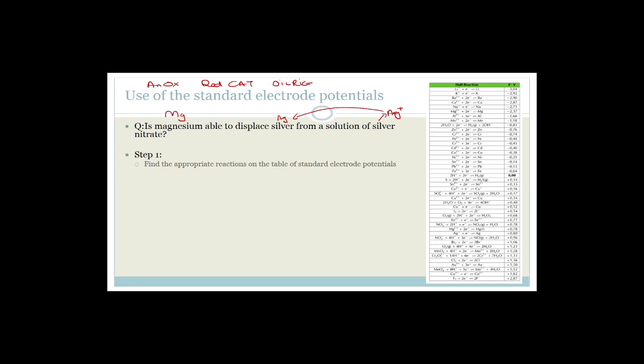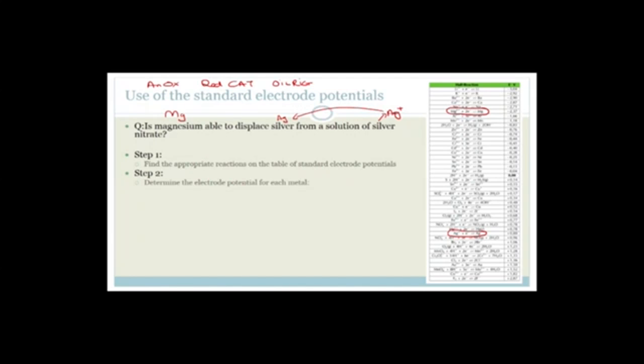Step one, we're going to find the appropriate reactions on the standard electrode potentials. This might take a little bit of time, and admittedly it might be the wrong way around on this table, as in Mg might be on the right-hand side and Ag on the left. It doesn't matter, we're just going to identify them. If you look carefully, here is Mg2+ plus two electrons goes to Mg, and the arrow shows it goes both ways. And if we go down over here, where is silver? There it is. We've got Ag+ plus an electron goes to silver. So we found the appropriate reactions in the table of standard electrode potentials.